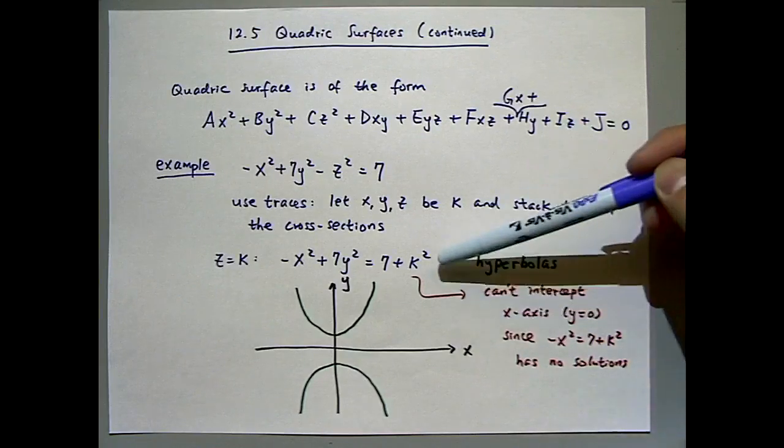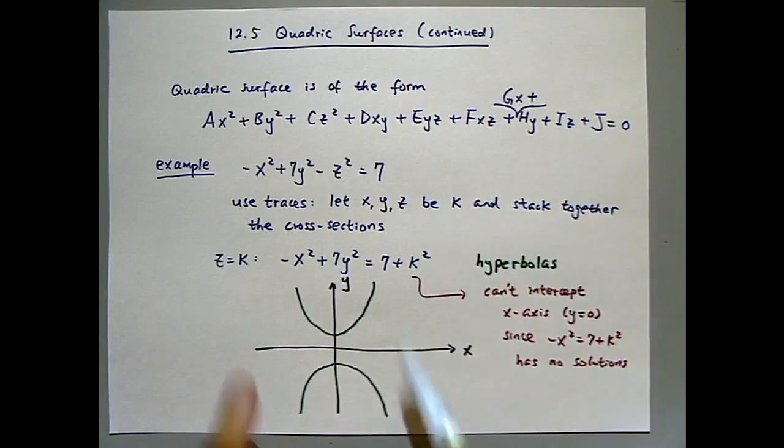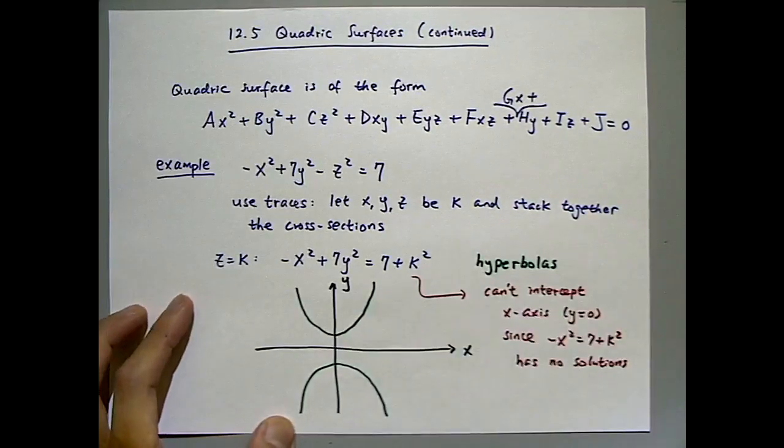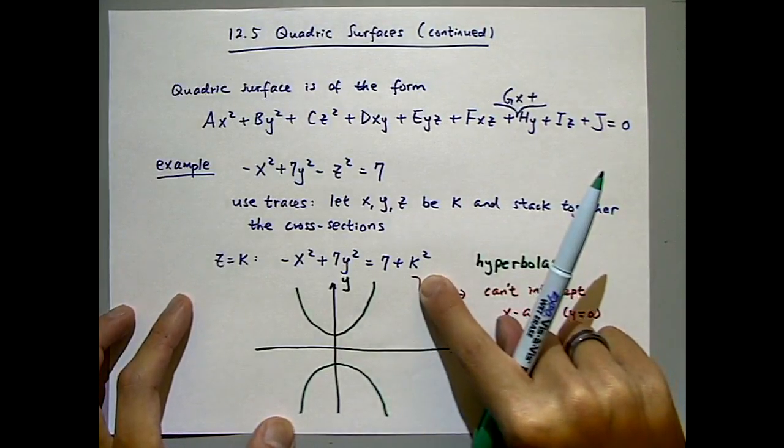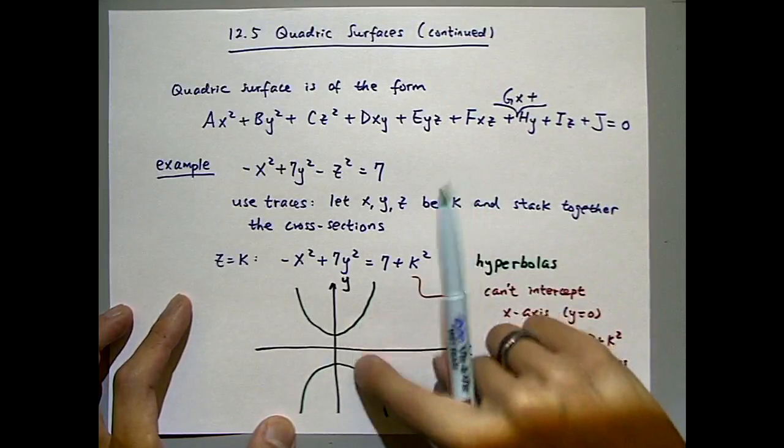What happens when we change the value of k? What happens to this hyperbola here? Is it always going to look like that? Yeah, that's one thing. What else? What else can change if I change k? The vertices, the interception here.